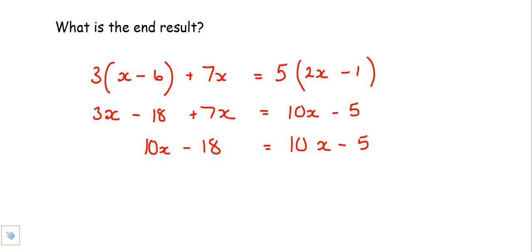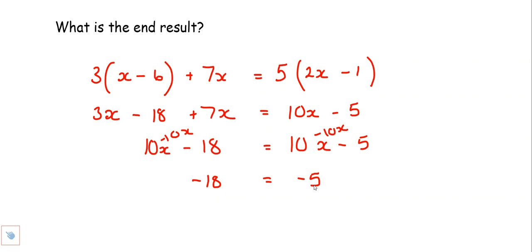Okay. Since they're positive, you would subtract them. So I'm going to subtract 10x from both sides. I've got 10x's, subtract 10x's, I'm left with 0 x's, so I've only got minus 18 there, and on this side, minus 5. But that's not right.